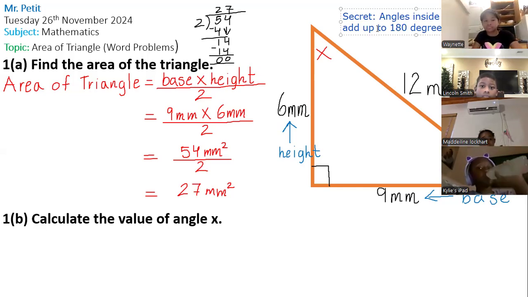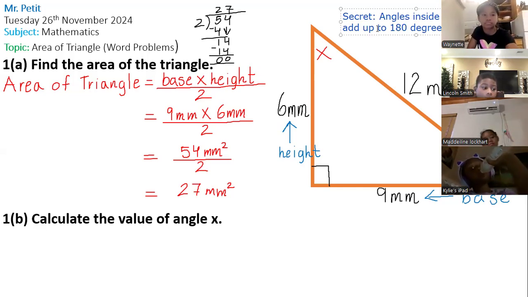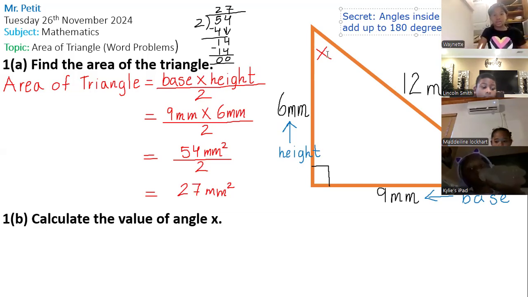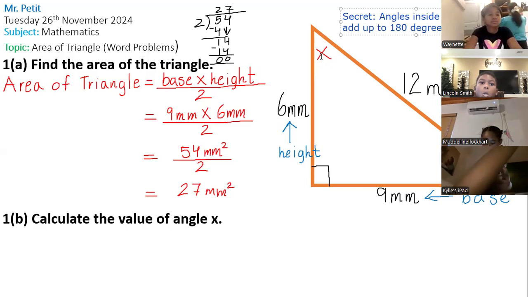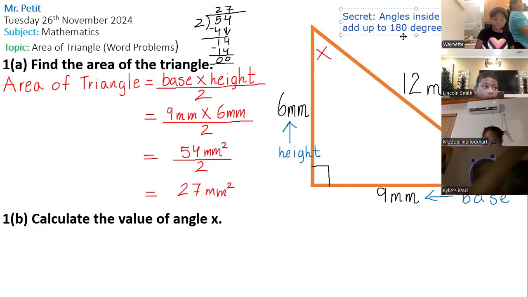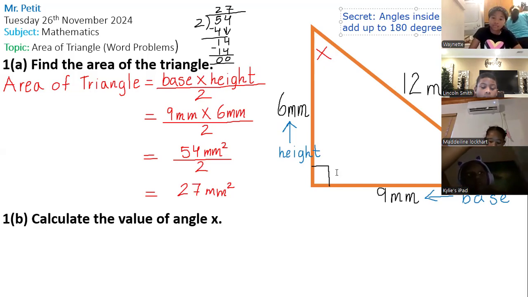Excuse me. I said the angle in the corner. No, you won't say the secret because you won't tell me that. Okay. The 180 though. Exactly. I was talking about the angle. So how are we going to get this? We know that angles in a triangle add up to 180 degrees. That's our secret. Nobody knew that until now, right?